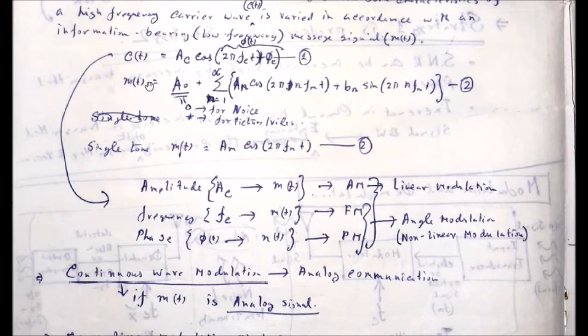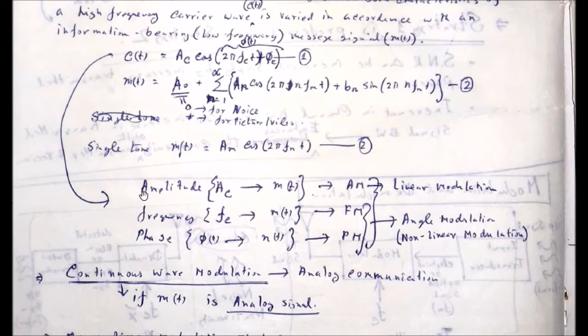Now let me define the modulation. Suppose this is your message signal and it is its variation. According to this time variation, you have to vary either the amplitude of the carrier signal, or the frequency of the carrier signal, or the phase of the carrier signal. That means modulation can be of 3 types.